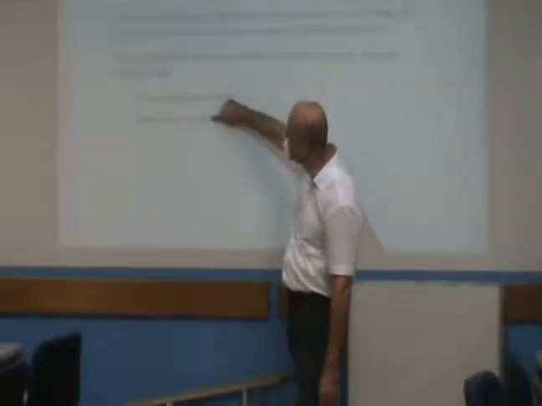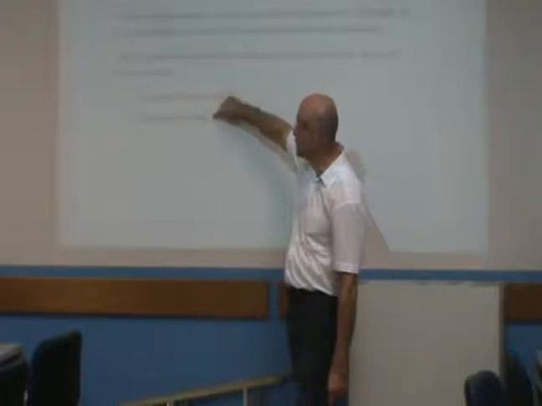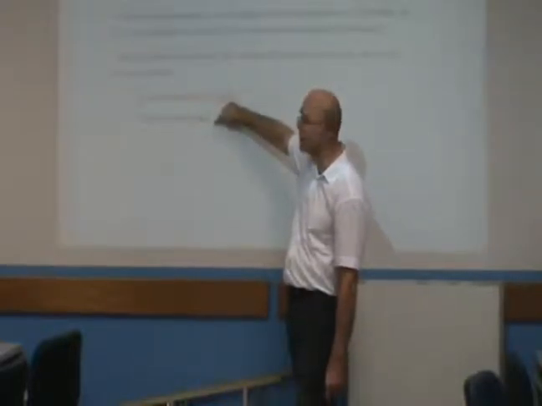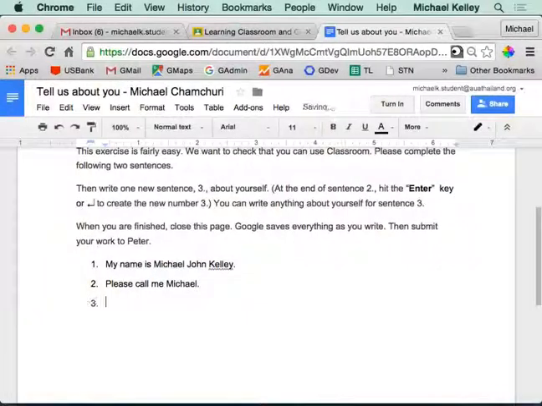Then after you finish number 2, with your cursor here, click enter. And when you click enter, that makes number 3. Write one more sentence about you, anything you like about you. So put your cursor here and click enter. Okay, good, stop writing. And if you're not finished, that's okay.